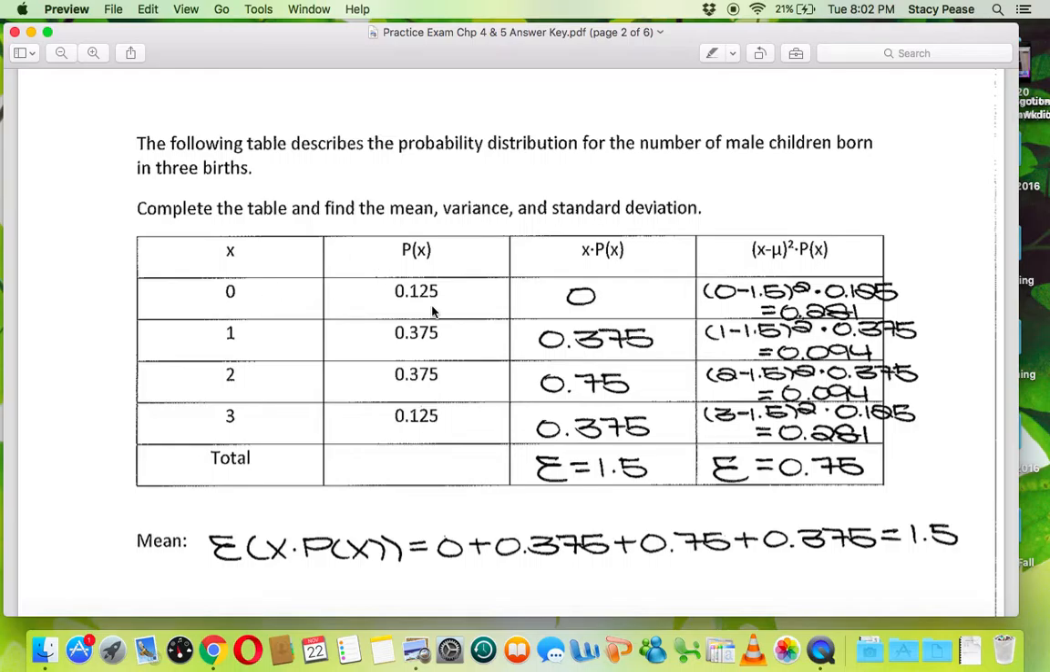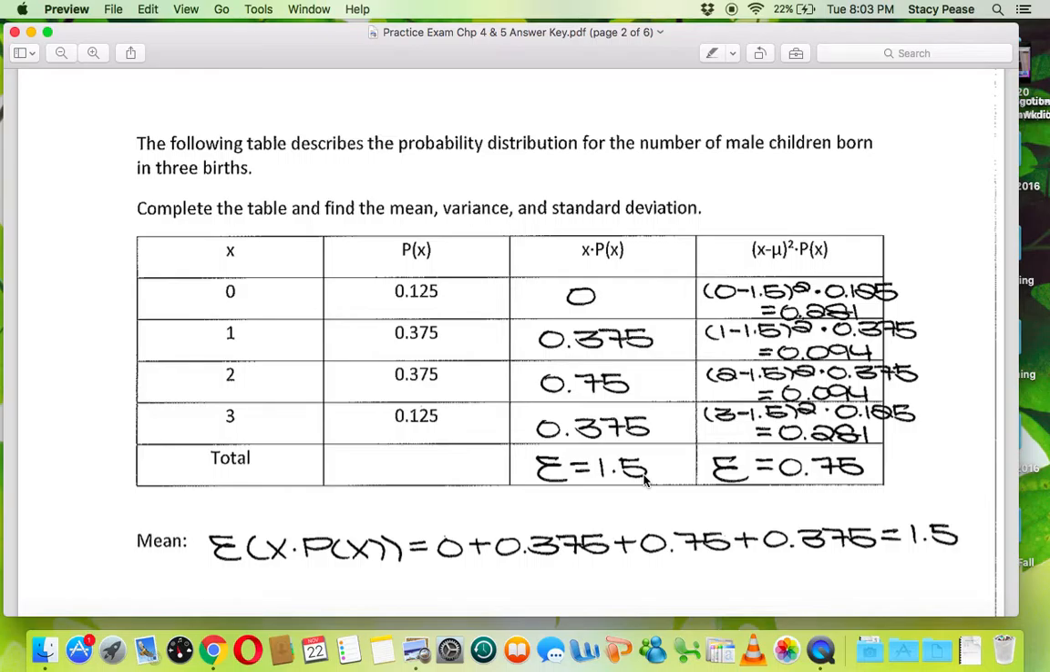So 0 times 0.125 is 0. 1 times 3.75 is 3.75. 2 times 0.375 is 0.75. 3 times 0.125 is 0.375. Then I went ahead and added those all together, and I got a total of 1.5. The sum of this column, which is what the symbol tells me, equals 1.5.